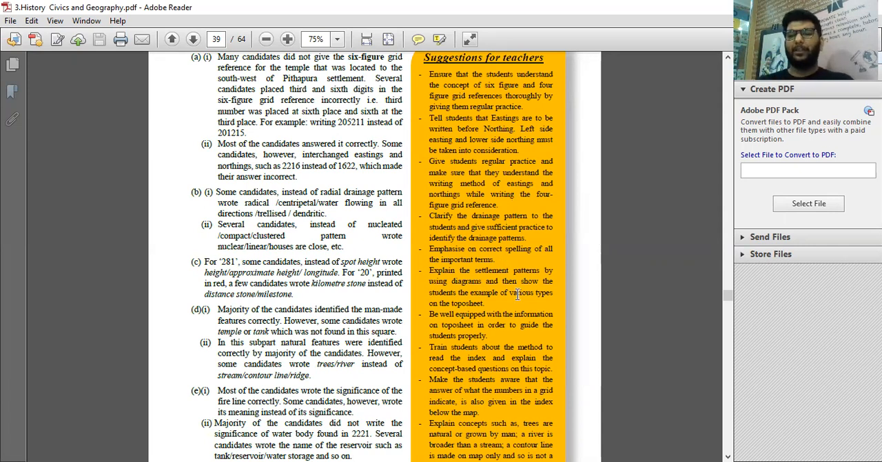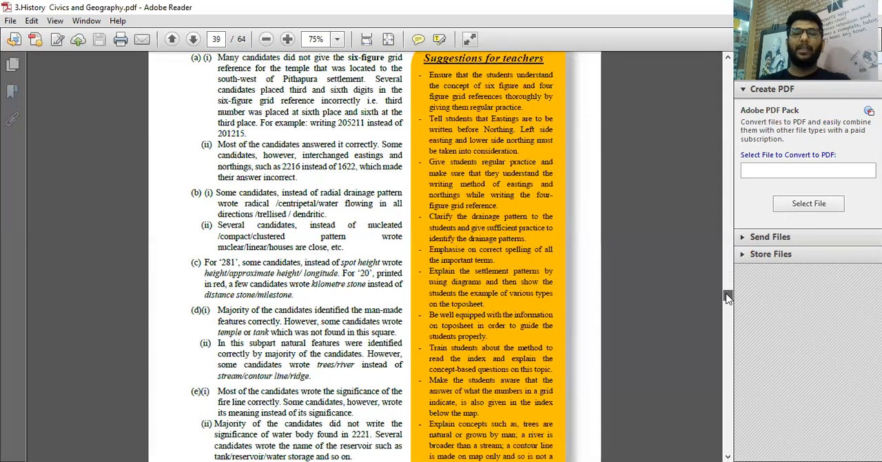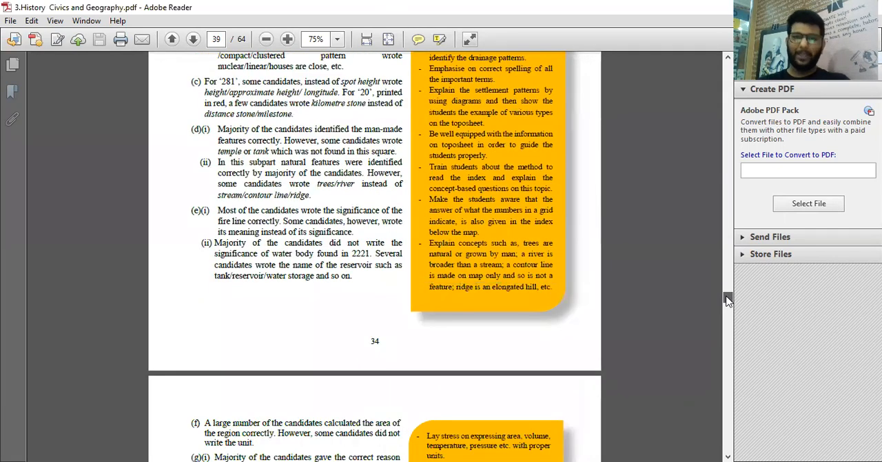Next, explain the settlement patterns. You should be knowing them. Linear patterns are there, scattered are there, so you should be understanding them. Also, we need to understand that when it comes to the concepts which have been asked in the topic, they have to be clear, which means the symbols, the meanings, and the definitions should be very clear while understanding and answering the questions, right?